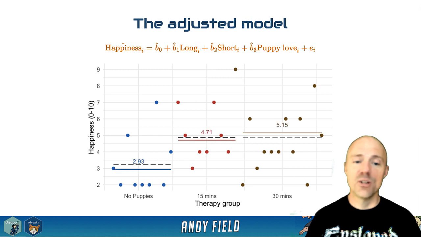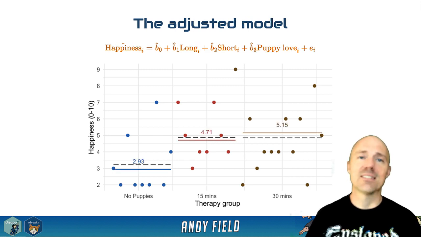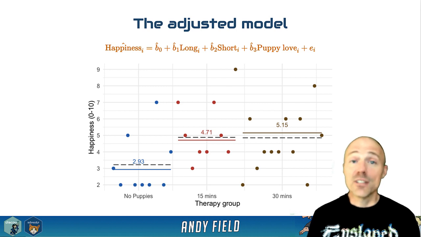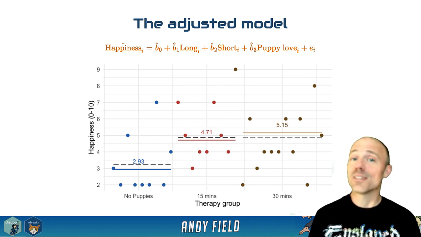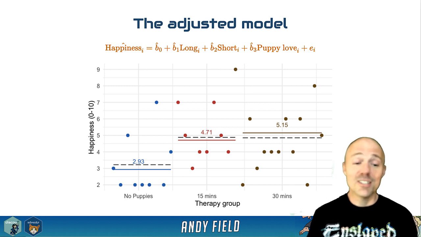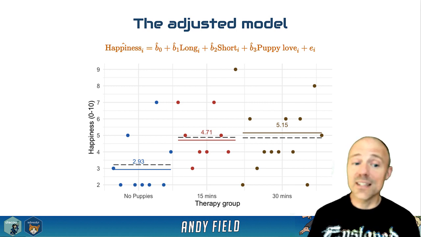So as we include puppy love into the equation, into the model, you can see that the predicted values are different from those dashed lines that represent the raw predicted values before puppy love was entered. So for example, if you're in the no puppy condition, your predicted value has gone down. It's now 2.93.